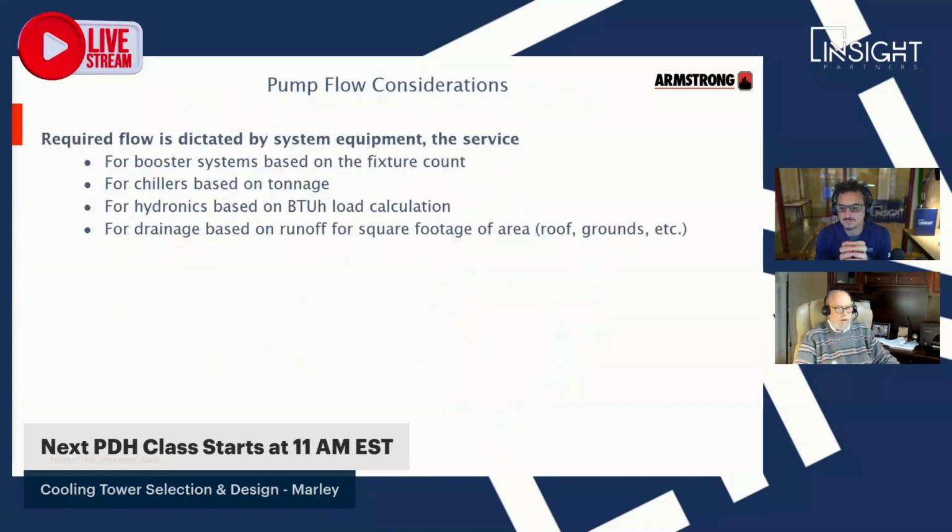So if we look at pumps, how do we determine flow? Well, that's what engineers are going to do. They're going to tell us what flow they need in the system. If it's a booster system for a domestic water system, it's based on fixture count. How many plumbing fixtures are out in the building? How many water supply fixtures are out there? You turn it into water supply fixture units, and you can use Hunter's curve or IAPMO's water demand calculator or any number of other sizing tools out there, and it tells you how many gallons per minute you have to have.